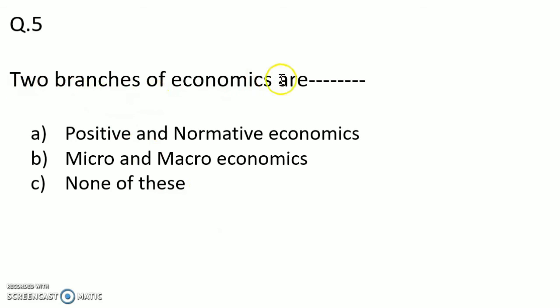Fifth question. Two branches of economics are dash. Option A, positive and normative economics. Option B, micro and macroeconomics. Option C, none of this. It's a direct question, so there is no need for any confusion. It's not positive and normative. Option B is the answer, micro and macroeconomics.